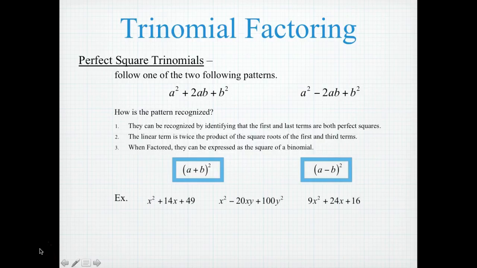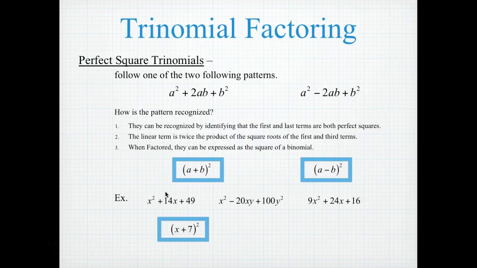Here are a few examples. We have x squared plus 14x plus 49. So notice we have a perfect square leading off, x squared. We have a perfect square at the end in positive 49. And the middle term turns out to be double the product of those two square roots. So we do have a perfect square trinomial. It turns out to be the quantity of x plus 7 quantity squared.